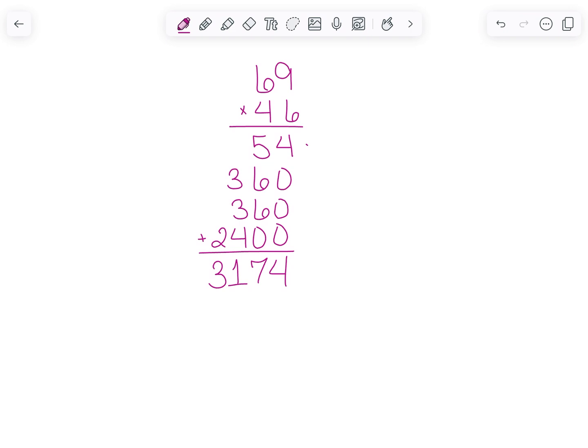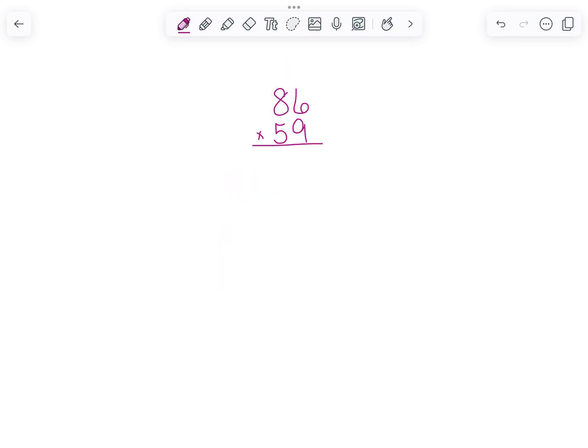Multiplying with this algorithm is effective, but it's not necessarily efficient. To make it more efficient, we want to use our standard multiplication algorithm. When using this algorithm, we actually combine some of the steps. These two numbers here, we do the multiplication and addition in a single step, and then the same thing with these two. We do our multiplications and our additions in a single step. To demonstrate this algorithm, consider 86 times 59.